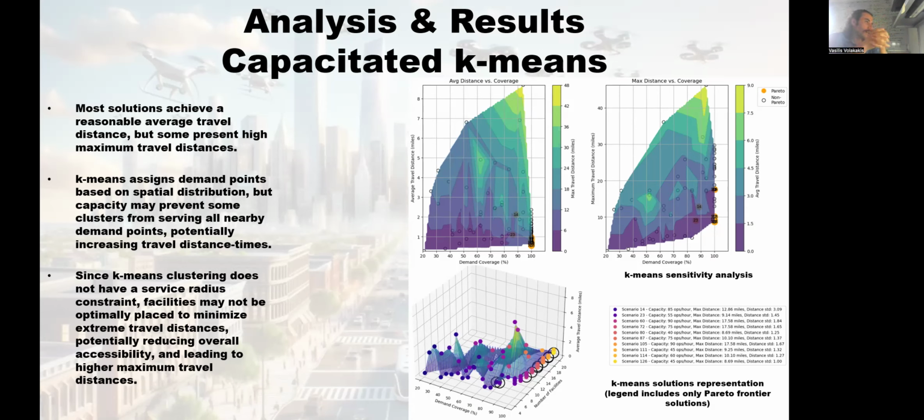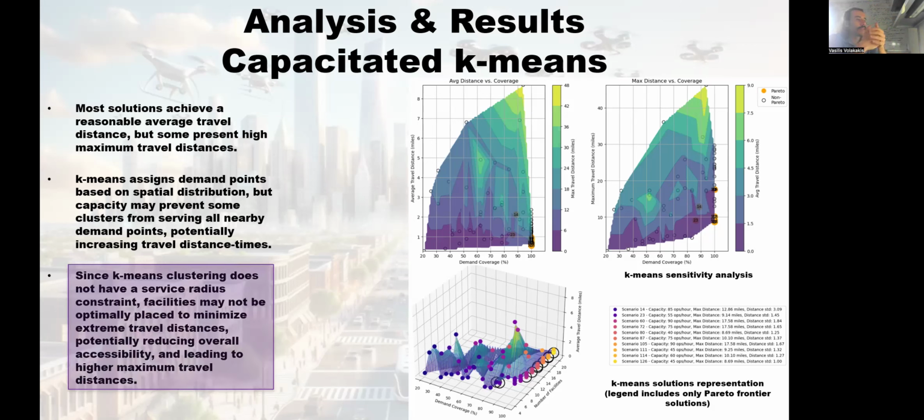But however, some present high maximum travel distances, and basically you have a lot of outliers, a lot of demand points that have to travel a long distance to gain access to such a service. K-means assigns demand points based on spatial distribution, but capacity may prevent some clusters from serving all nearby demand points, potentially increasing travel times and travel distances.